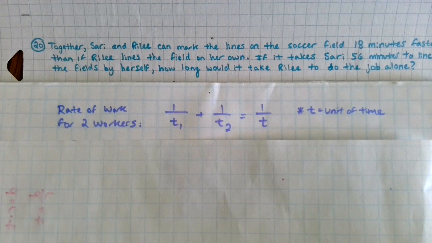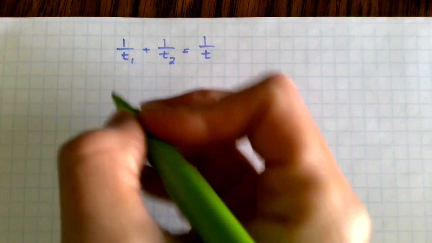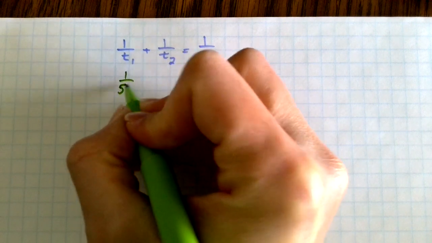So same formula as last time, 1 over t sub 1 plus 1 over t sub 2 equals 1 over t, and again, t is a unit of time. We need to make sure that we're consistent with whatever that unit is. If it's all minutes, make sure it's all minutes, or seconds, or hours, everything's going to be the same measure. When we set up this problem, t sub 1 is the work rate of the first person. It tells us that Sari can do the job in 56 minutes by herself, so the first one is going to be 1 over 56.